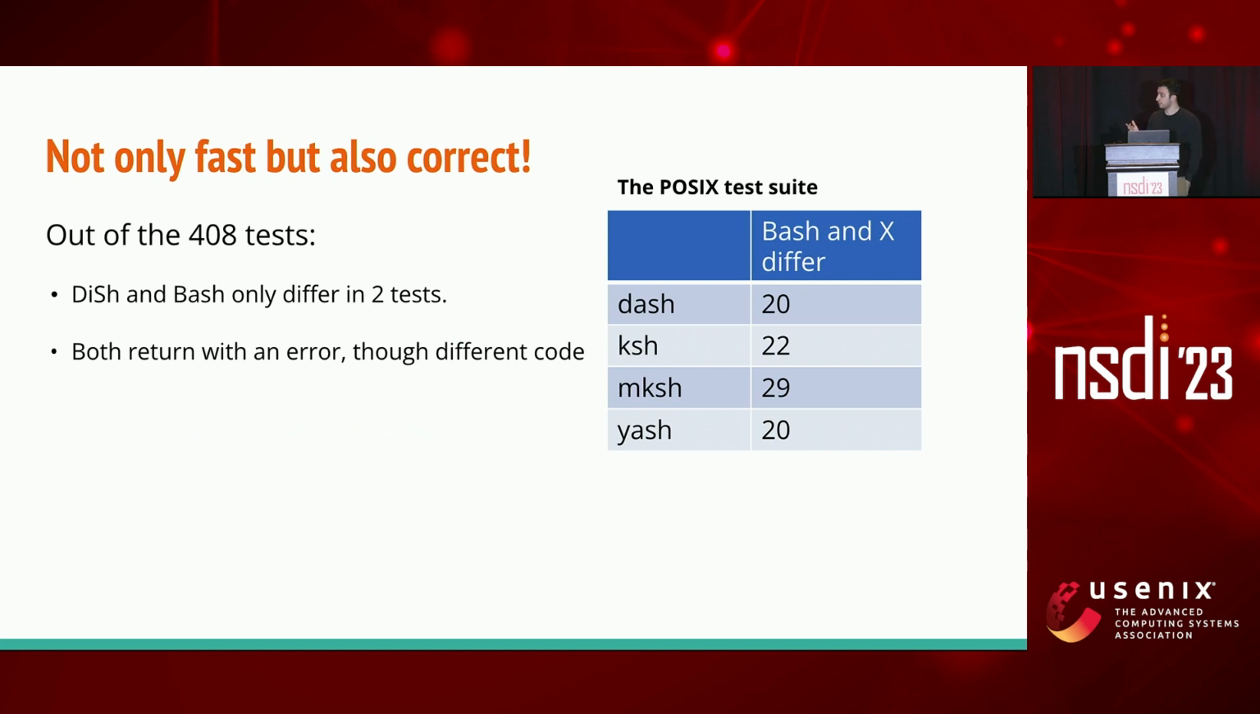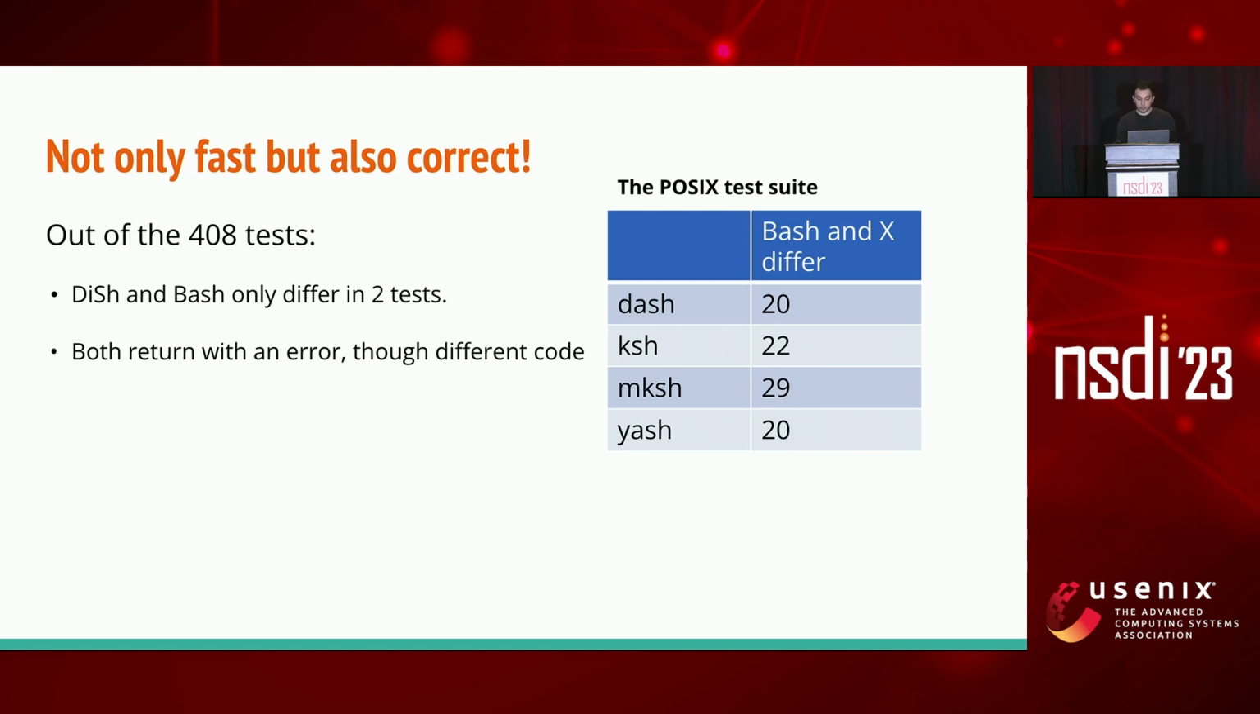And if you're wondering if this is accurate, well, it's not only fast, but it's also accurate. We tested this with the POSIX test suite, and we only differ from PaSh in 2 test cases. And in these test cases, we only differ in the error status. And you can see the other shells and how much they differ from PaSh.